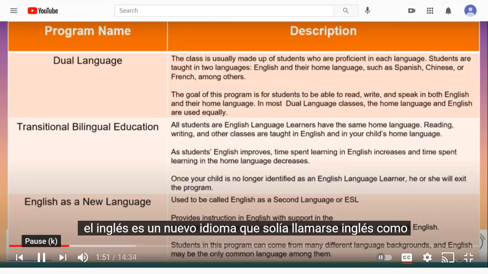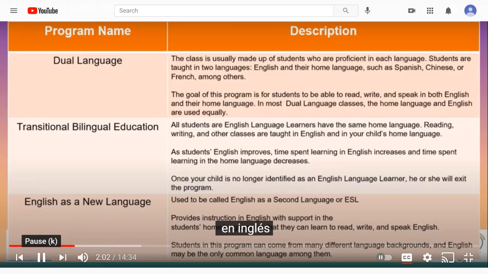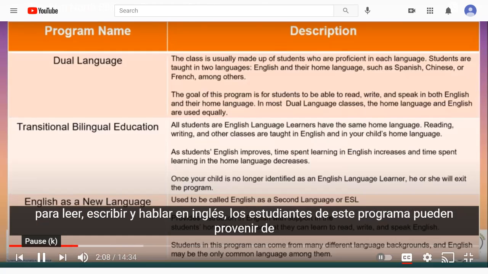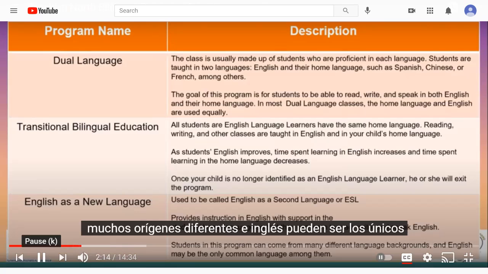English as a new language used to be called English as a second language, or ESL. In this program, instruction is provided in English with support in the student's home language, so they can learn to read, write, and speak in English. Students in this program may come from many different backgrounds, and English may be the only common language among them.